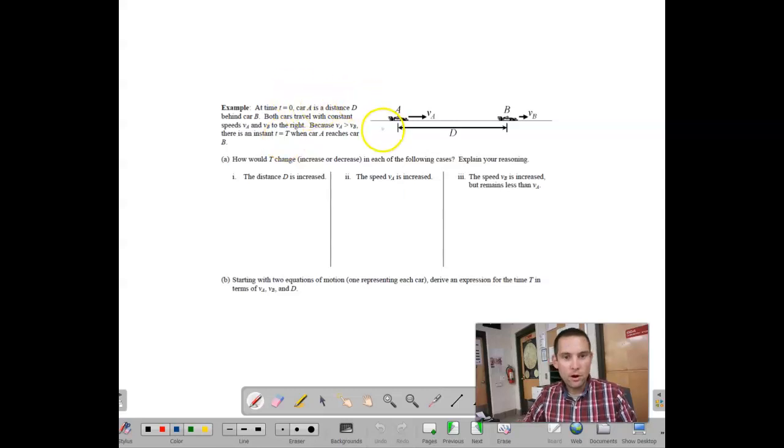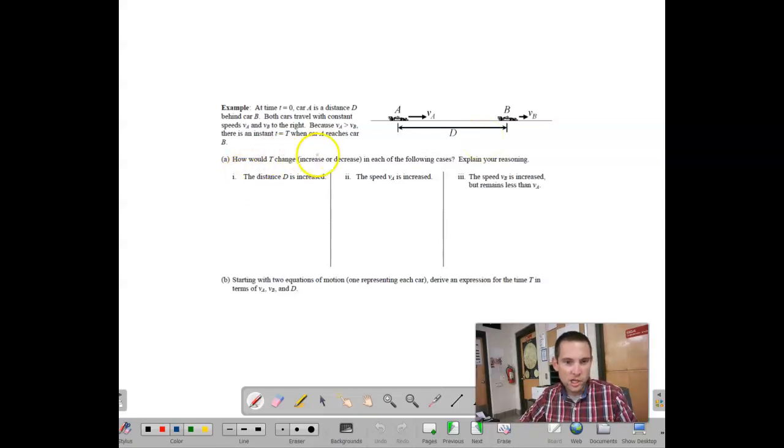At t equals 0, car A is a distance capital D behind car B. Both cars travel with constant speeds VA and VB to the right. Because VA is greater than VB, there's an instant little t equals big T when car A reaches car B. So car A is coming up from behind and is going to reach car B and eventually overtake it and pass it.